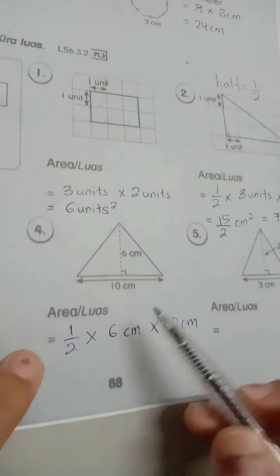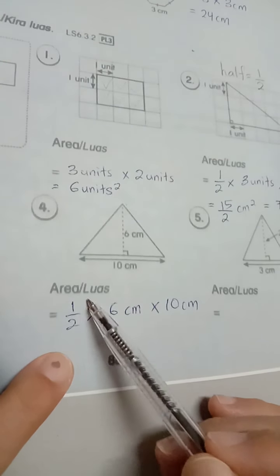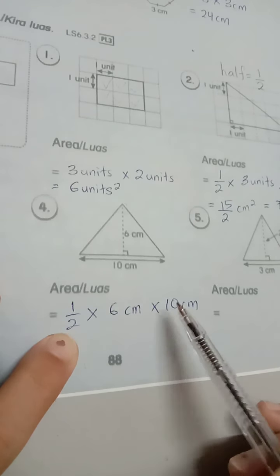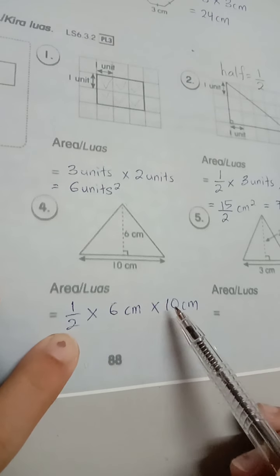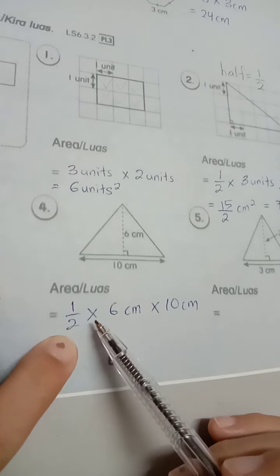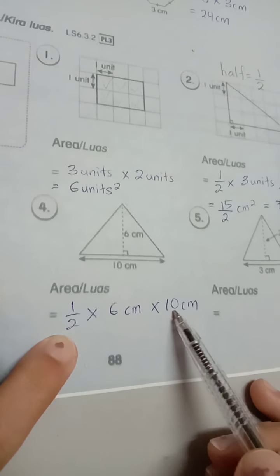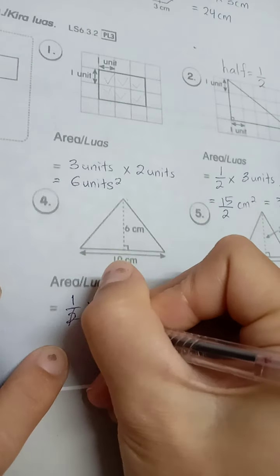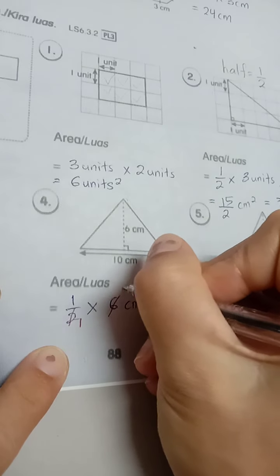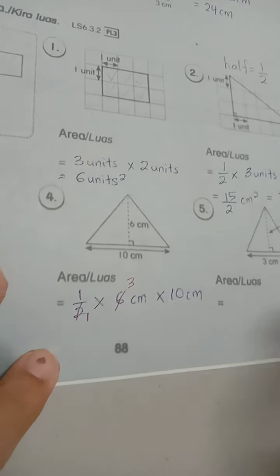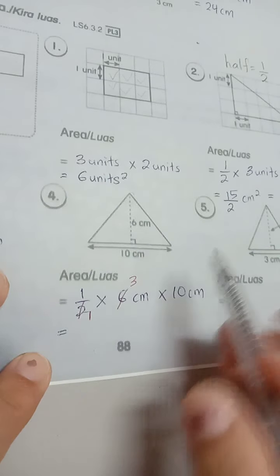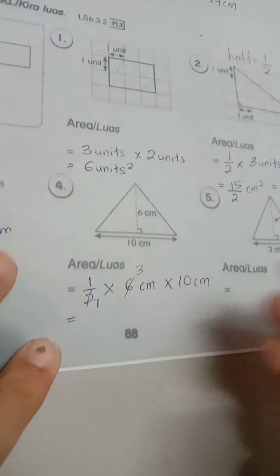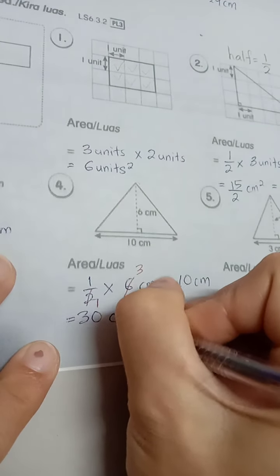Now, since we have a fraction here, we can simplify. We can simplify this with either 6 or 10 because there is 6 in table 2, there is 10 in table 2 as well. So I want to keep the 10 because table 10 is quite easy. So I'm going to do 2 and 6 here. So this is 2 times 1 and here is 2 times 3. So the area for this triangle is 1 times 3 is 3 and then 3 times 10 is 30. So the answer is 30 centimeter square.